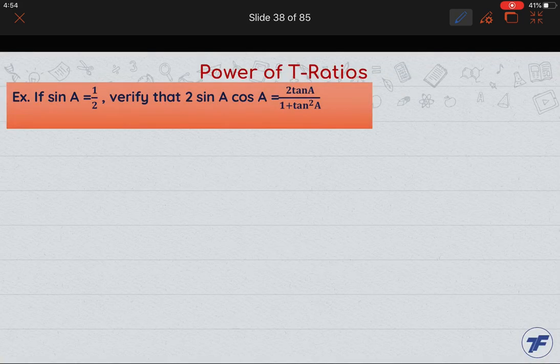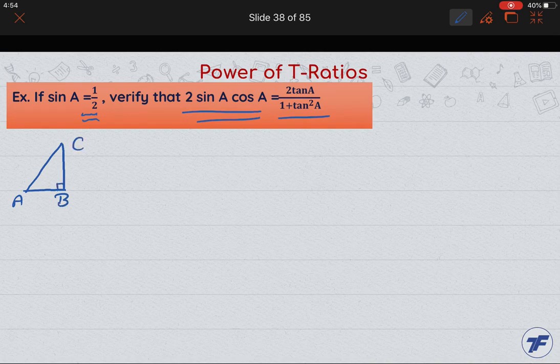So the next question is, if sin A is equals to 1 by 2, we got to verify the value of 2 sin A cos A is equals to 2 tan A upon 1 plus tan square A. तो एक काम करते हैं, लेट मी ड्रॉ अ ट्राइंगल हेयर A, B एंड C विद राइट एंगल एट B. साइन A की वैल्यू हाफ दी गई है, दिस एंगल इज एक्यूट एंगल.